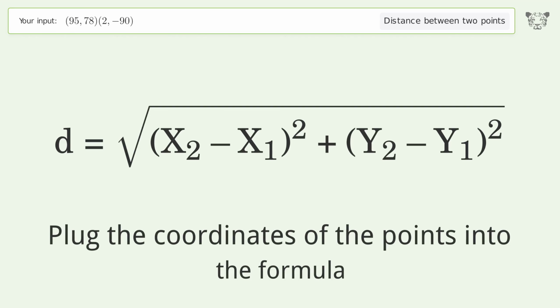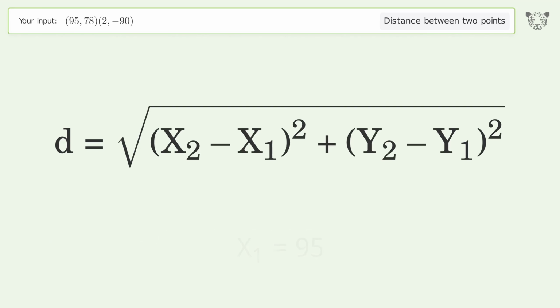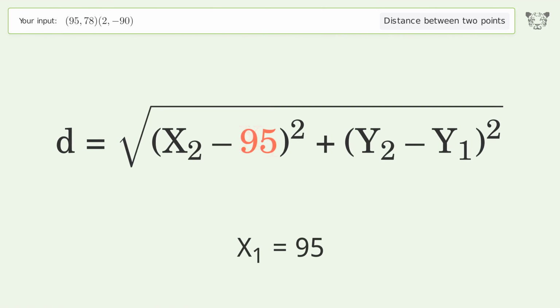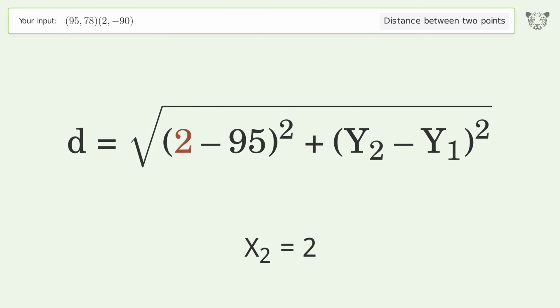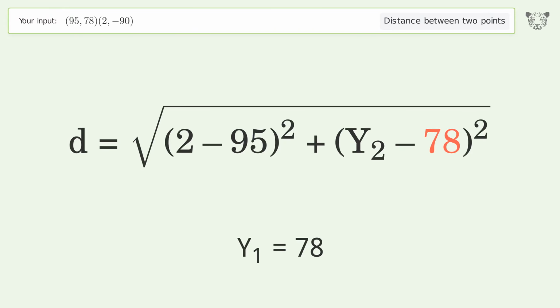Plug the coordinates of the points into the formula. x1 equals 95. x2 equals 2. y1 equals 78. y2 equals negative 90.